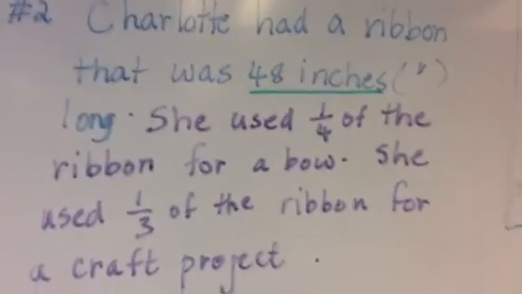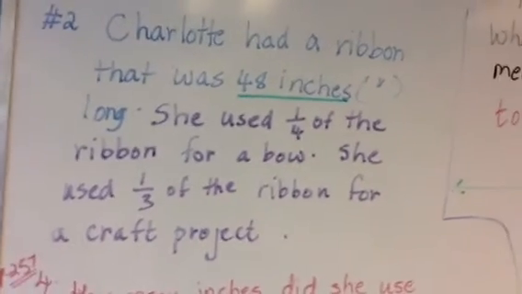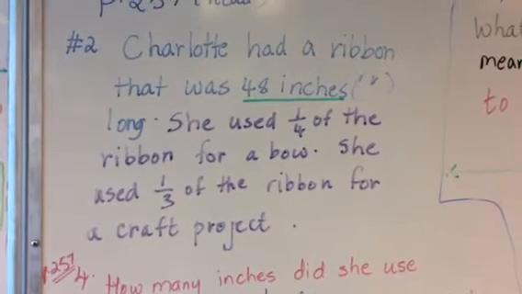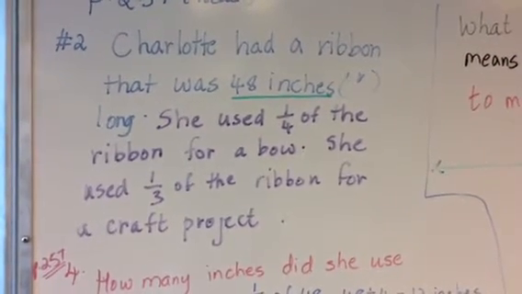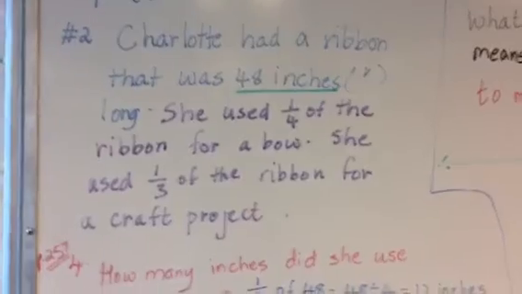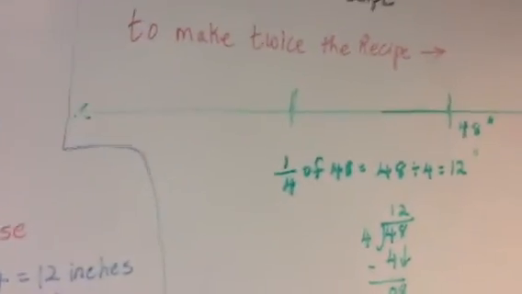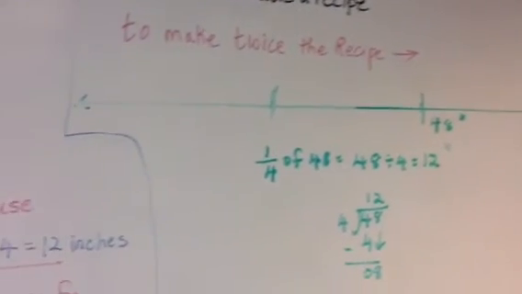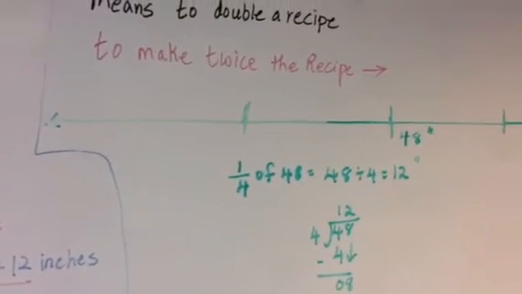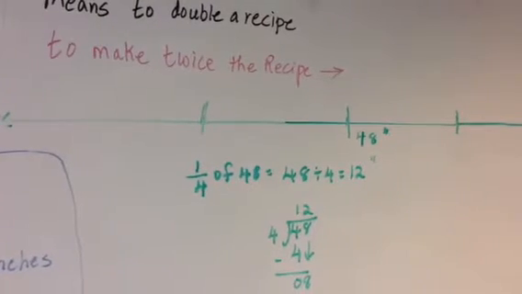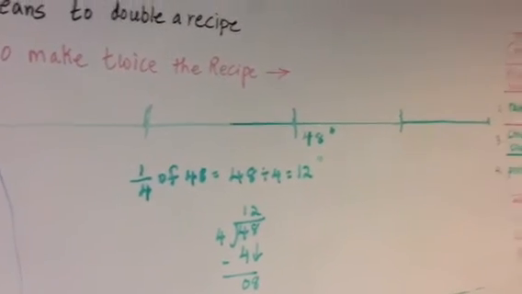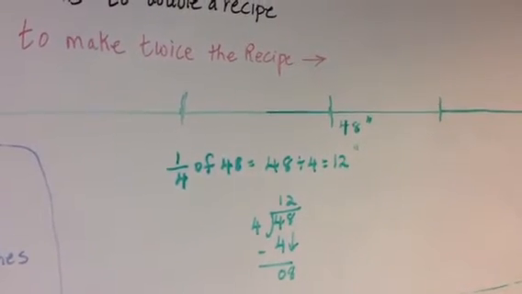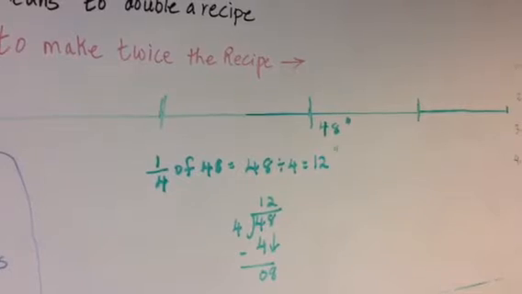Boys and girls, when you see two things are asked, it's always nice to slow down and look at the first part. Charlotte had a ribbon that was 48 inches long. So I drew over here a 48-inch long line. I used my yardstick and I made 1, 2, 3. I used a 36 and I added 12 more. That made it 48. Now what is 1/4 of 48? 48 divided by 4 equals 12.